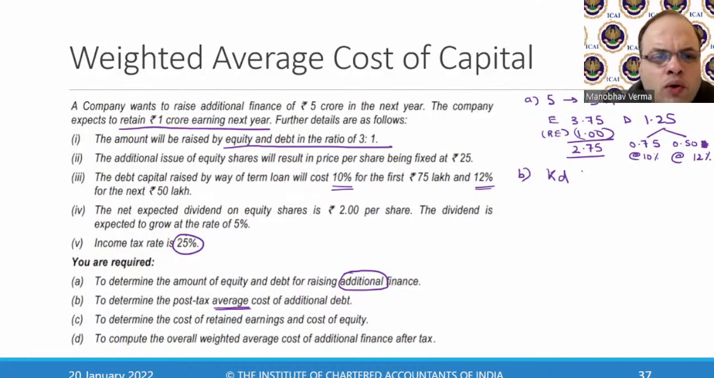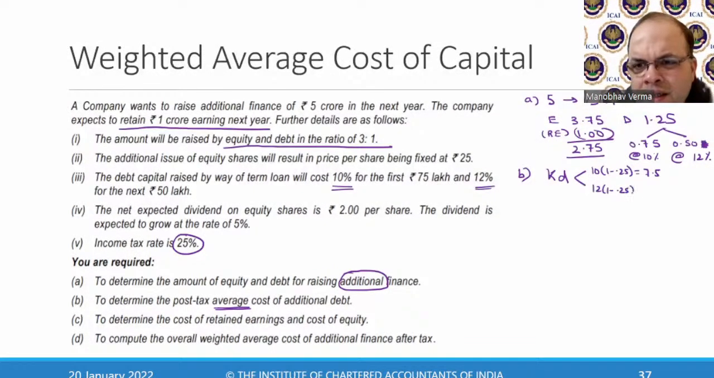So we're talking about two different ones, 10% and 12%. 25% is the tax rate, guys. So that means there are two costs of debt. One is 10 into (1 minus 0.25), that is 7.5. And then there is a 12%, which is again net of tax, which is 9.